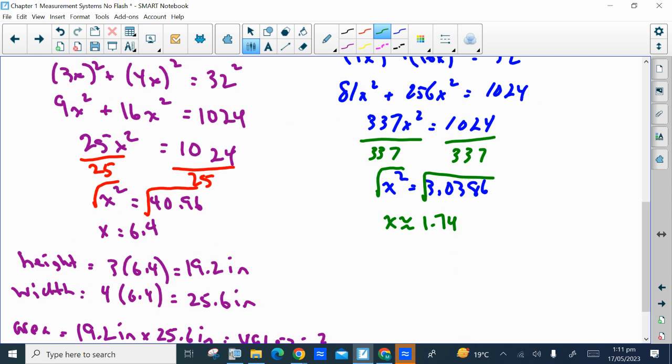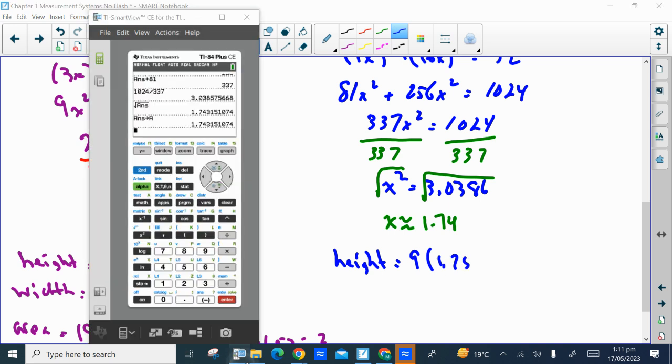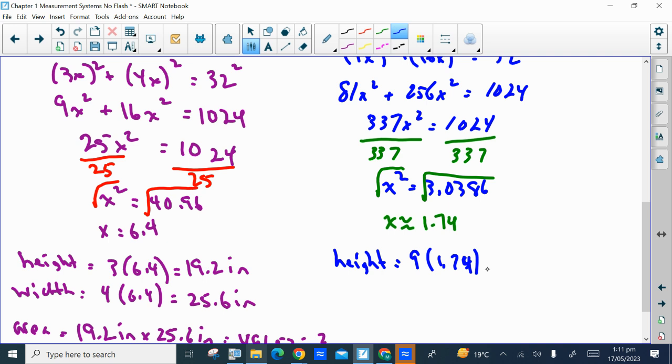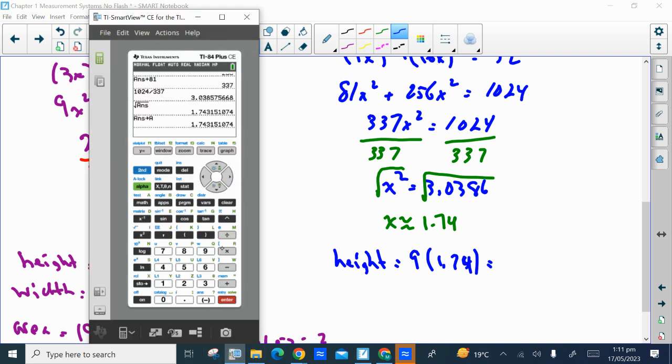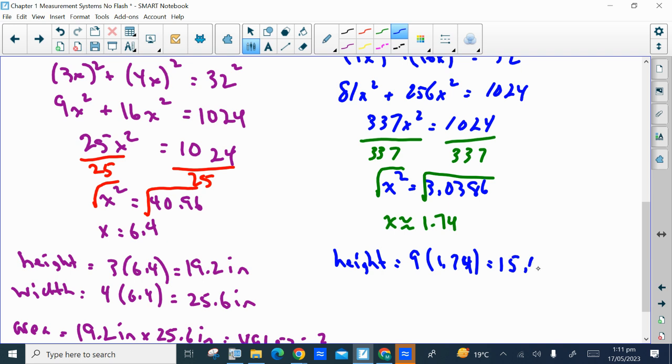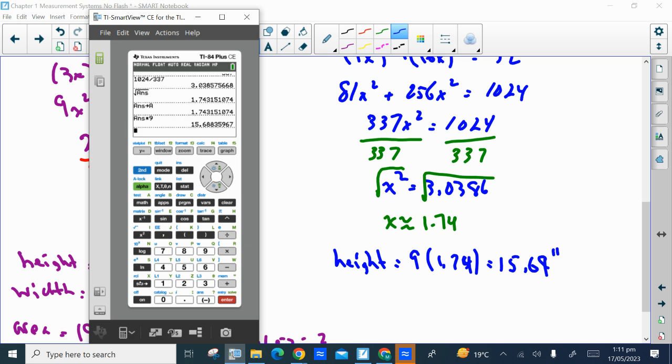So the height of this TV will be 9 times that 1.74. So I'm going to multiply that by 9. So it's approximately 15.69 inches. And I'm going to store this into memory slot B, because when I find the actual height and length, remember, I need to multiply them together to get area. So it's there for the next time I need it.